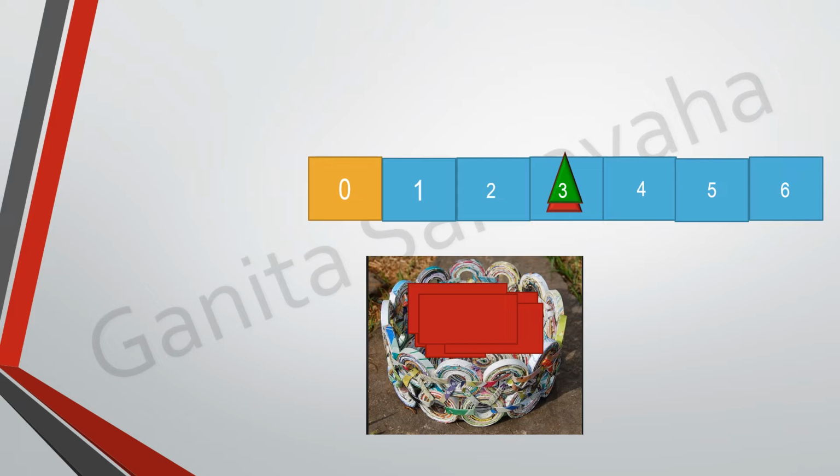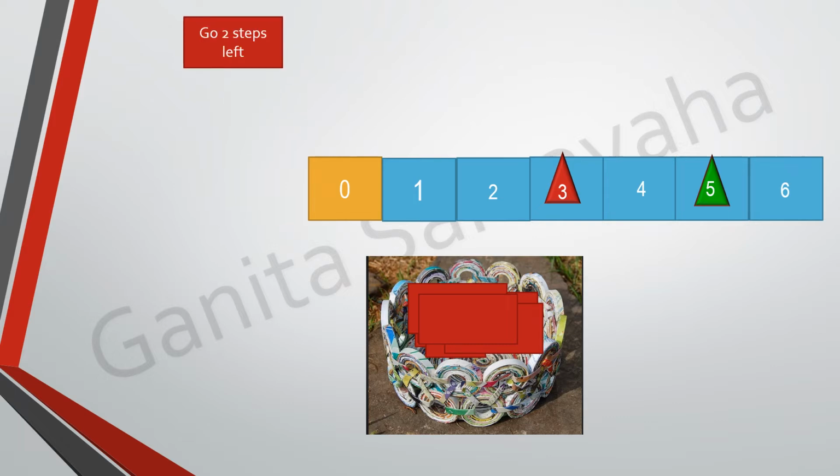And now it is Gauri's turn. She picks up a chit. And what does it say? Go 2 steps to the right. So she's at 3. She has to go 4, 5. She places it at 5. Good. Now it is Rahul's turn. So he takes a chit.